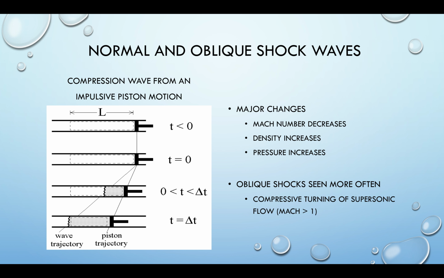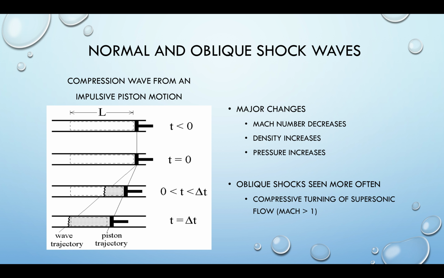So this picture on the left is actually showing a normal shock, where the flow is traveling just completely normal, and the same thing is happening with the flow that has changed in density.